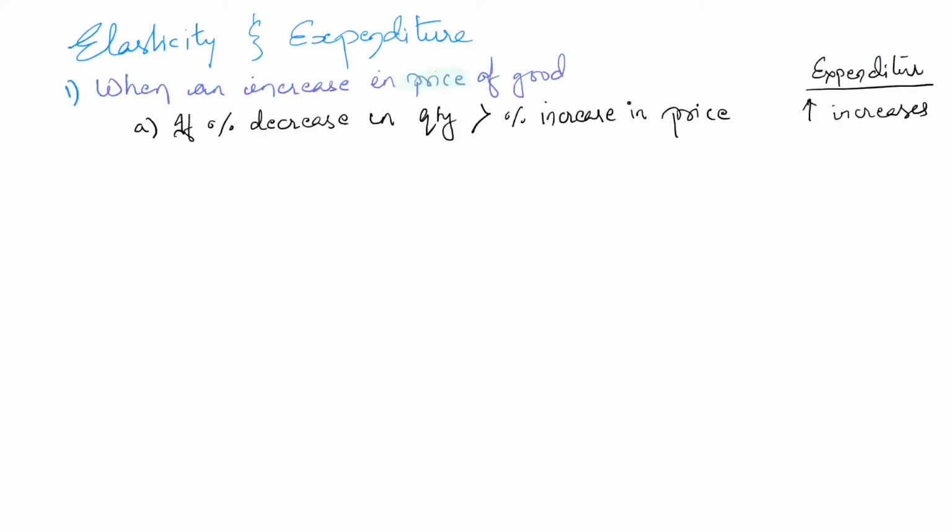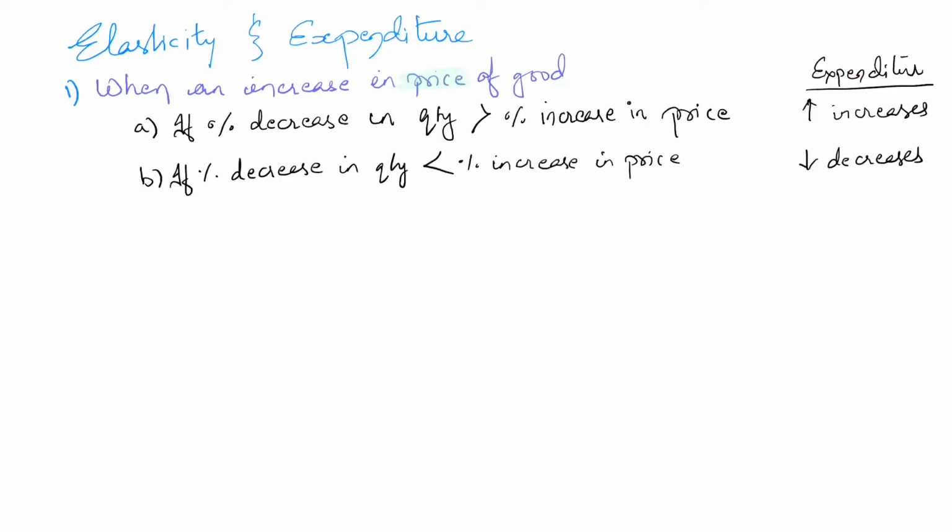Now let's come to elasticity and expenditure. Now consider when there is an increase in the price of a good. Condition 1: if percentage decrease in quantity is greater than the percentage increase in price, then the expenditure increases. Condition 2: if percentage decrease in quantity is less than the percentage increase in price, then expenditure decreases.